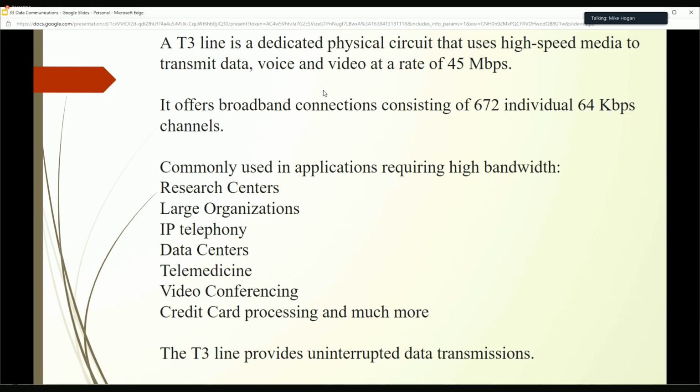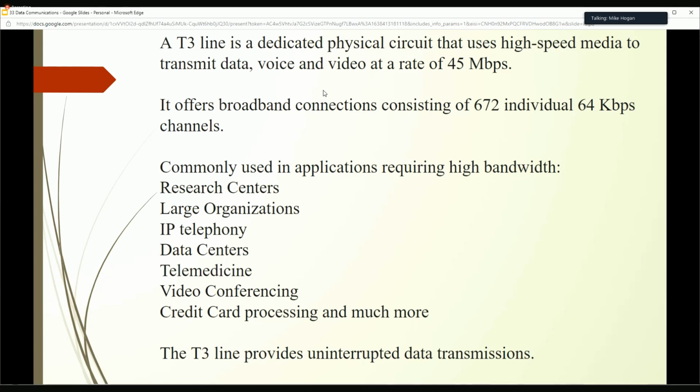offered broadband connection consisting of 672 individual 64K channels. And that 672 would be the 24 of the T1 and the 28 T1s that make up a T3. And so that's how you get the 672 individual 64K channels.